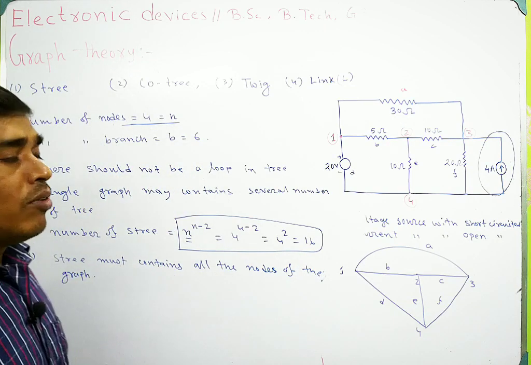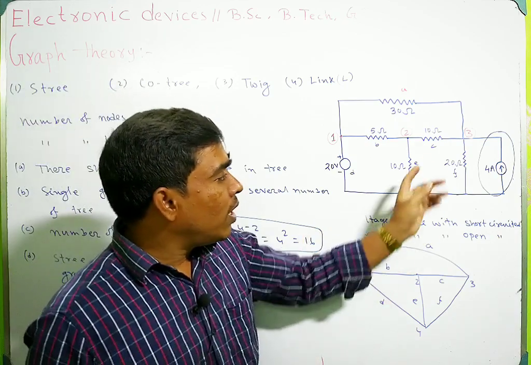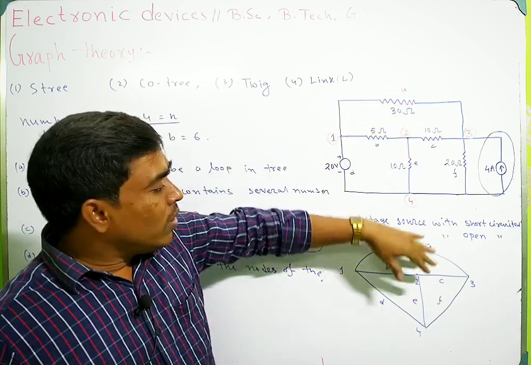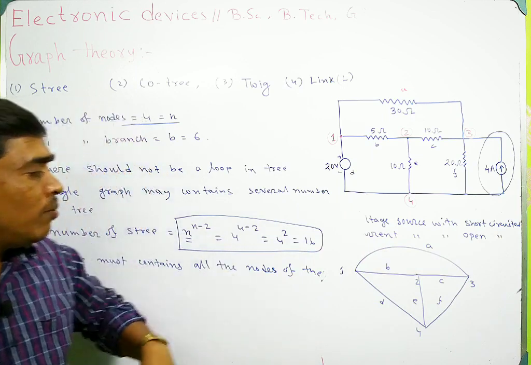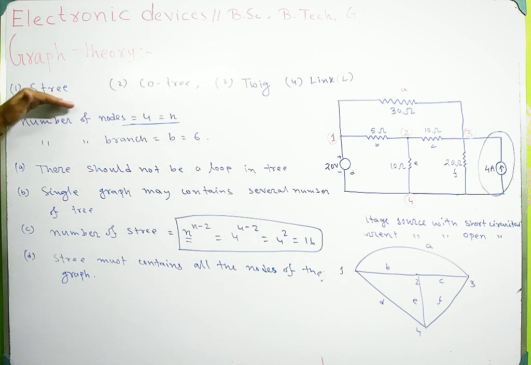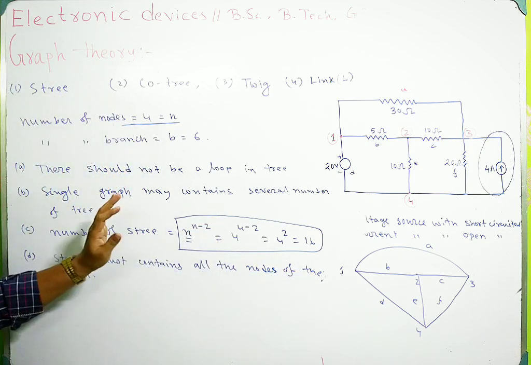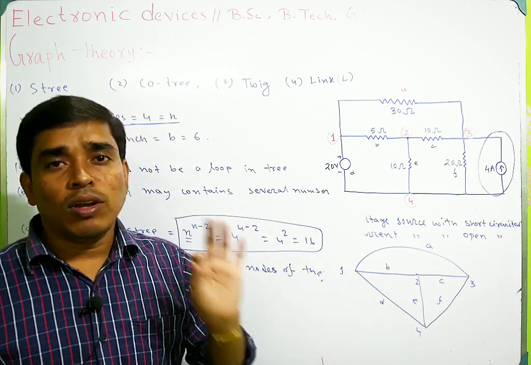Okay, so we have discussed how to convert a network into its equivalent graph. Number 2, we have discussed what a tree is. A tree is the minimum number of branches connecting all the nodes of the graph without making a loop.